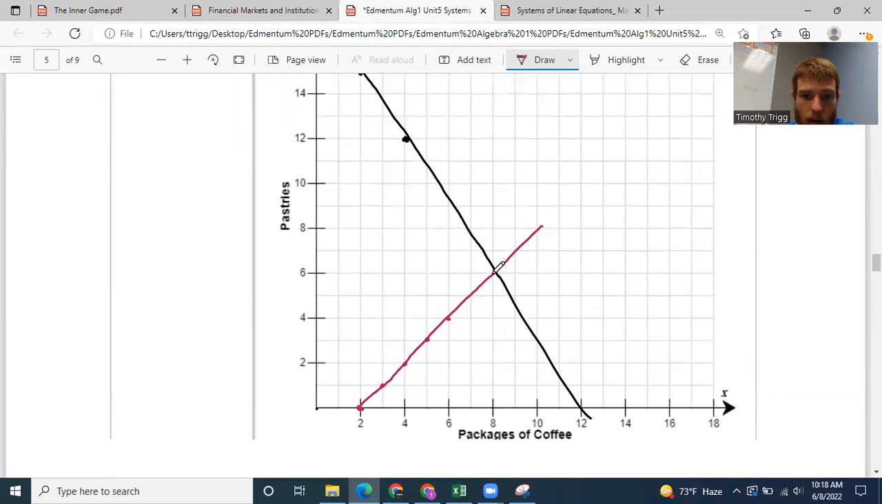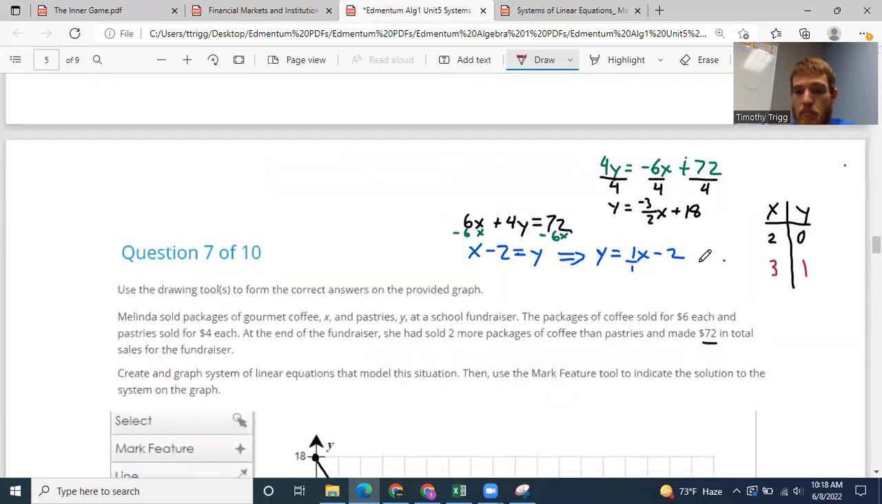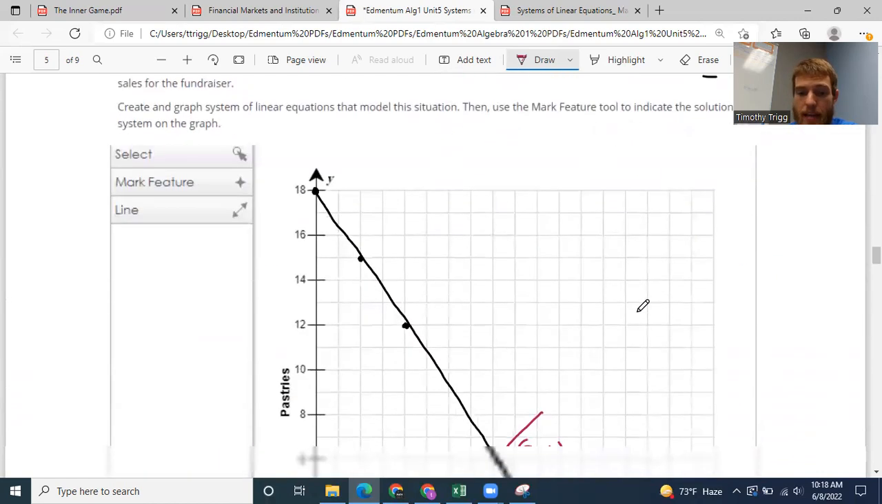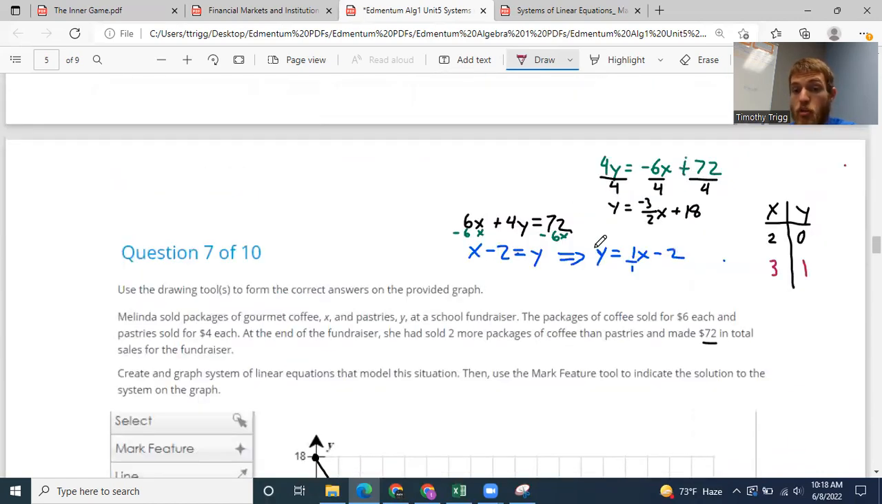So it looks like they cross at around here. Yeah, which is at 8 comma 6. And I know this is correct because it fits both the equations. Notice if I replace x and y with 8 and 6, it'll produce a true statement for both equations.